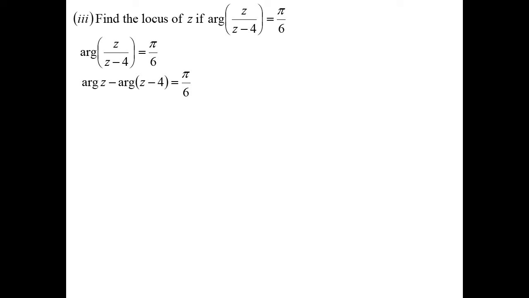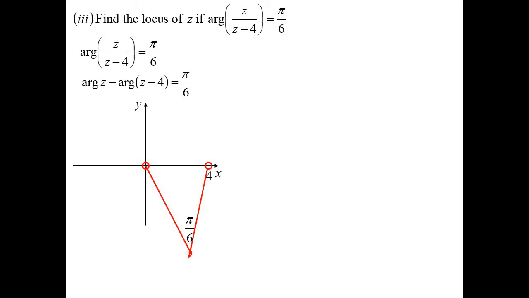Argument of z minus the argument of z minus 4 is pi on 6. Again, some random point z, if I join it up to 0, but also join it up to 4, then the angle between the two, or the difference of the arguments, will be pi on 6. Okay, so let's draw that. One, and there's the other. And you'll notice I've put it underneath the x-axis, and that's because I know what the final answer is going to be. Z turns out to be below the x-axis on this one.